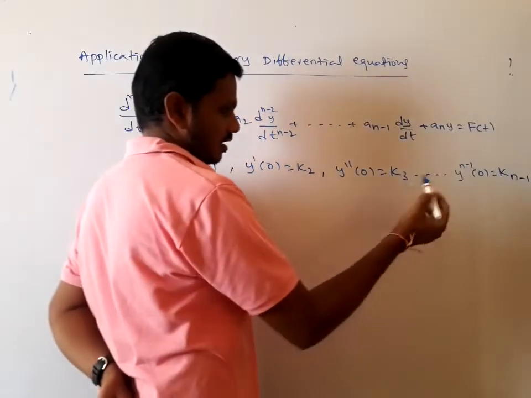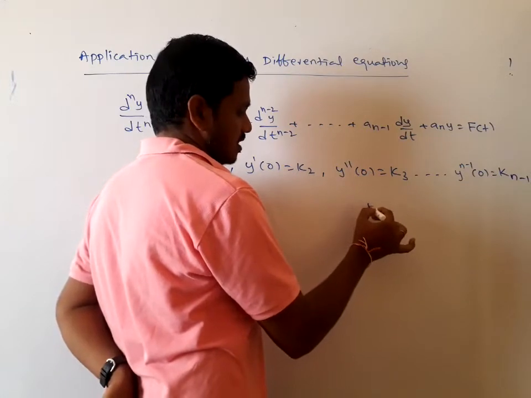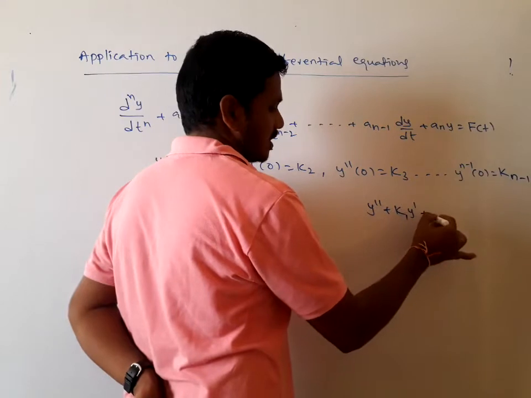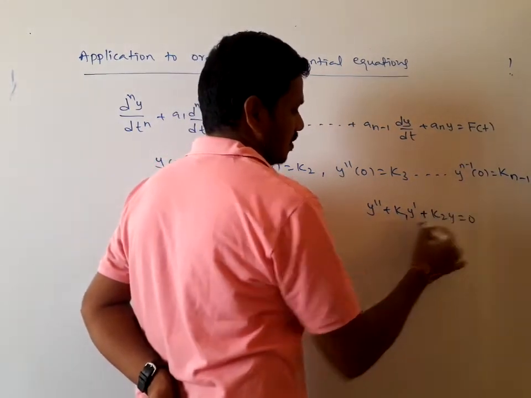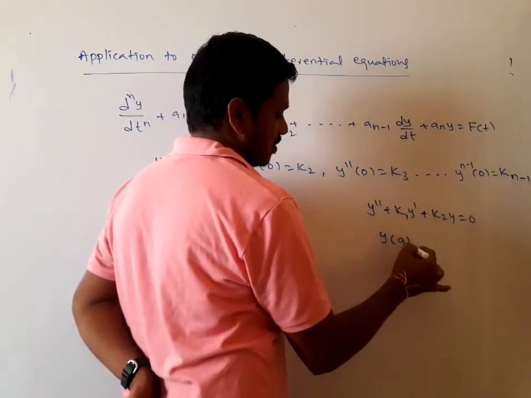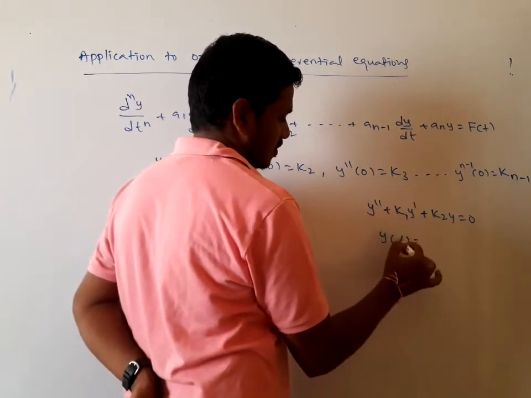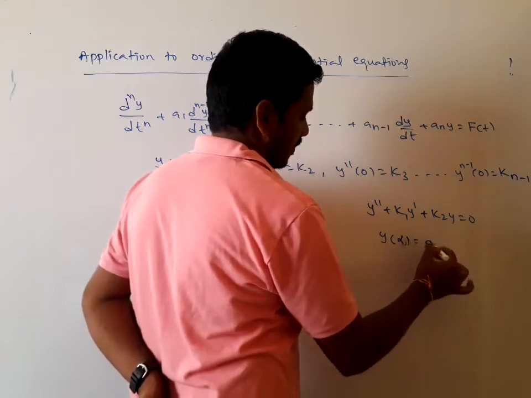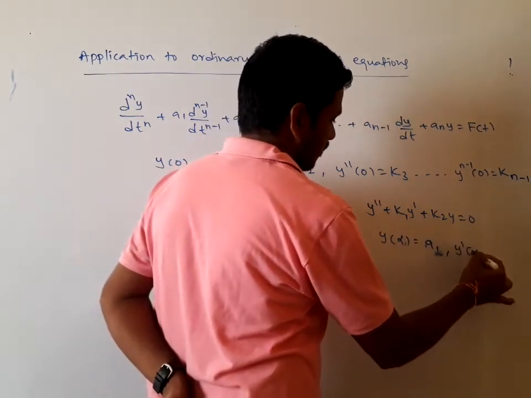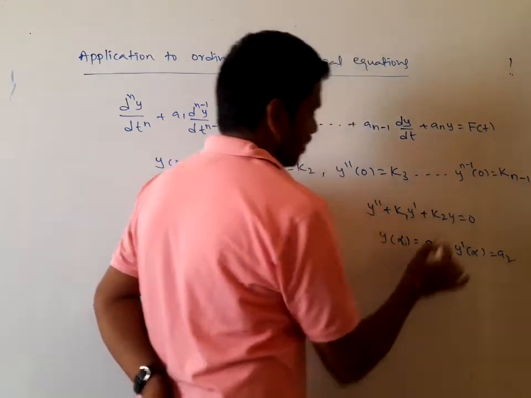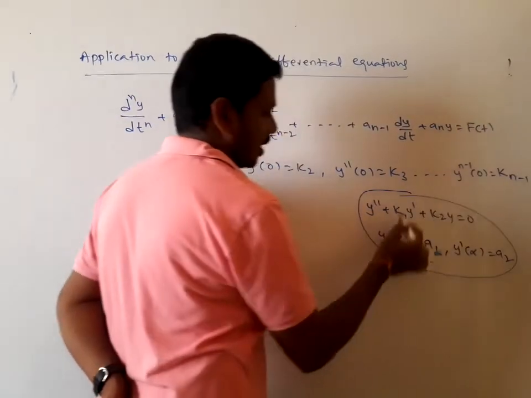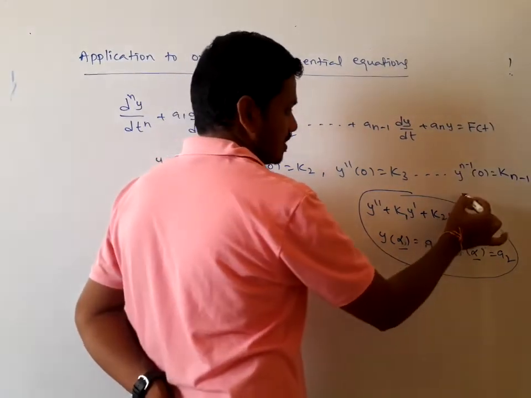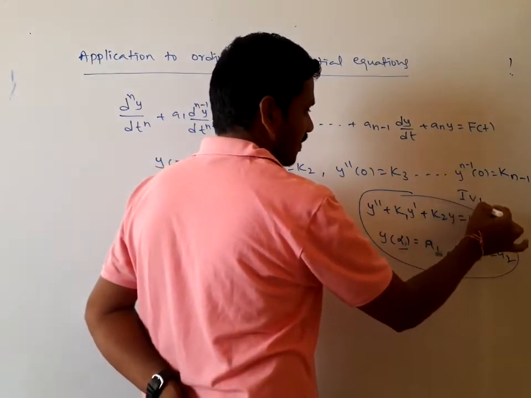If I take a second order differential equation, that is y double dash plus k1 into y dash plus k2 into y is equal to 0, with the initial conditions y of alpha is equal to some a1 and y dash of alpha is equal to some a2, we say that this is a second order initial value problem. So the conditions defined at a single value, we say that such a problem is called an initial value problem.